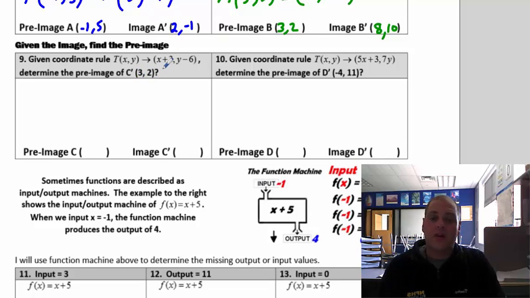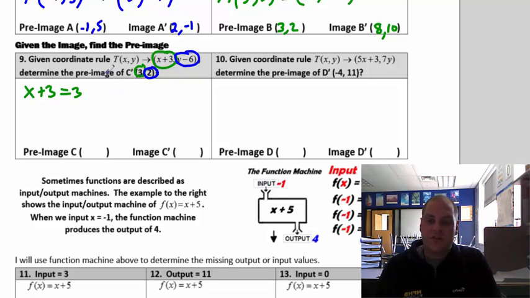So what we're going to do is take what's in our x position, which is right here, and set that equal to 3. X plus 3 equals 3. Then we're going to take what's in our y position, which is the y minus 6, and set that equal to what the y is supposed to come out to be, and that is 2. So y minus 6 is 2. Because we know that x plus 3 should come out to 3, and y minus 6 should come out to 2. What did x and y start as? That's what we're trying to figure out here.